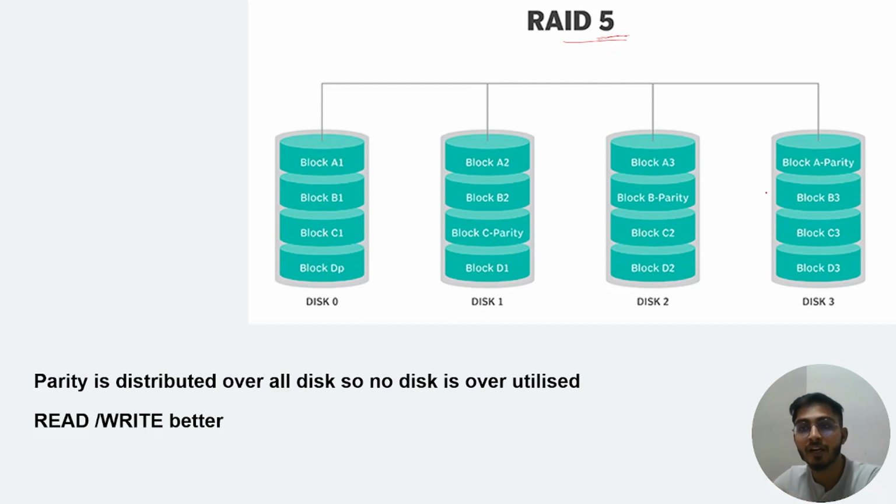In RAID 5, we are storing parity in each disk. So parity is distributed over all disks, so no disk is overutilized. You can see parity is distributed over all the disks, so no single disk is overutilized. This helps us get better read and write. Read and write operations will be better.